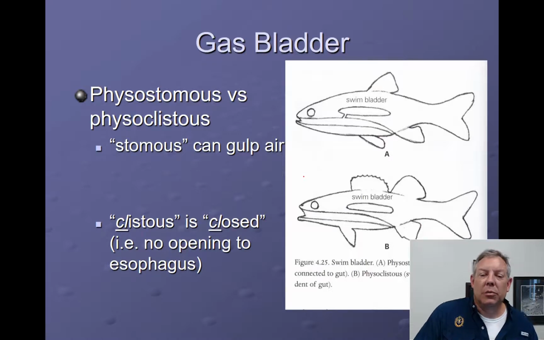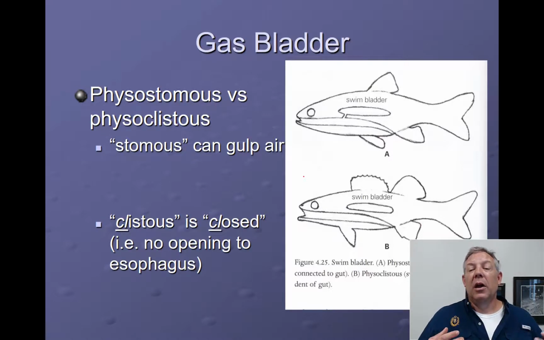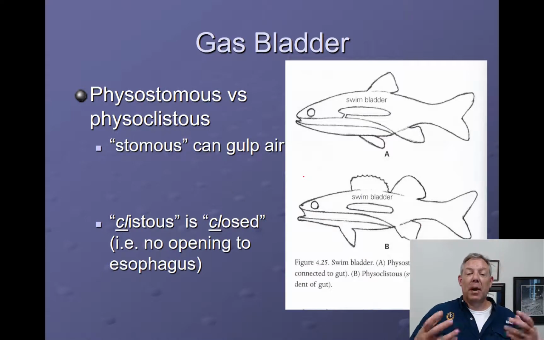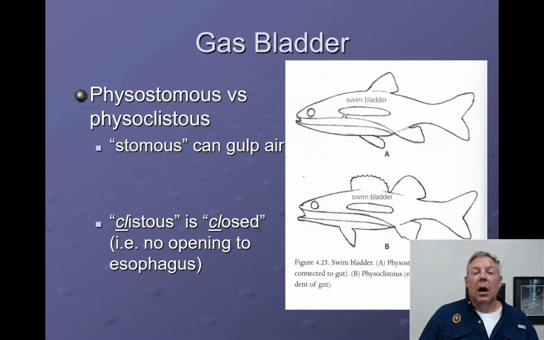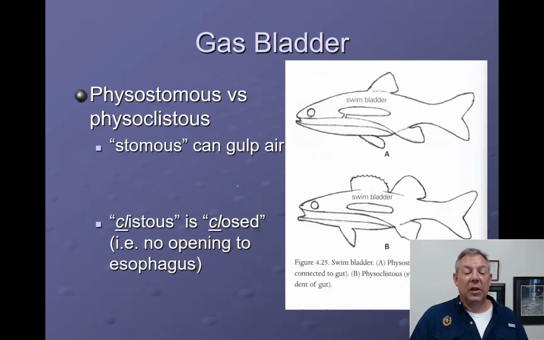First thing I want to talk about in more detail is the gas bladder or the swim bladder. And we have two basic types of swim bladder. We have the Physostomous and the Physoclistous. The Physostomous is attached to the esophagus, and the fish can gulp air. And so it can fill that gas bladder just by gulping air from the surface. The Physoclistous is closed, and so that's one way to remember the difference between them. The clistus is closed, meaning it's not connected to the esophagus.